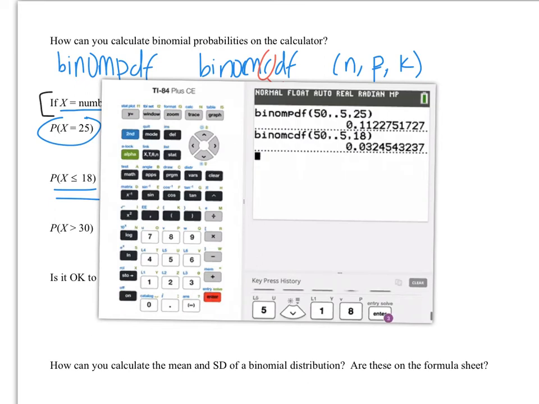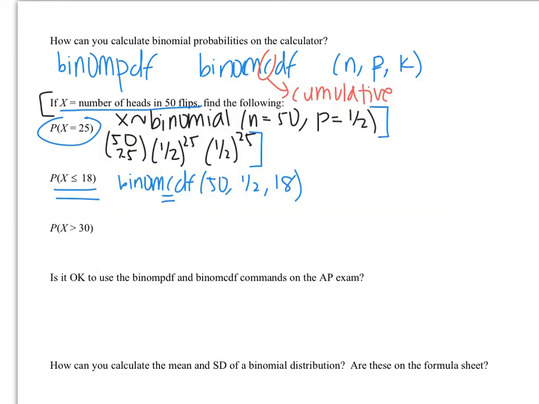Okay, so that's the probability of at most 18 heads. Again, it's really important we know when to use PDF and CDF. PDF is a single probability. CDF is the probability of that point and everything below it. So we're going to see one more example of how to use the CDF, and then we're going to finish the rest of the notes.